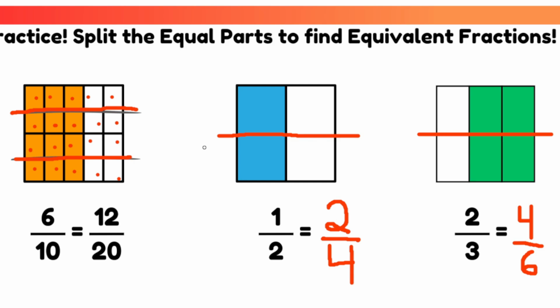Okay, so if you take a look at this first square here that was representing 1/2, I drew a line right down the middle, and I got 1, 2 shaded in parts out of 4 total parts. So 1/2 is equivalent to 2/4. Same thing over here. I had my 2/3 represented that I cut in half. So now, instead of 2/3, I really have 1, 2, 3, 4 parts shaded in out of 6 total parts. So 2/3 is equivalent to 4/6.